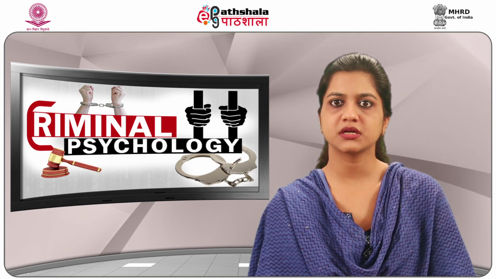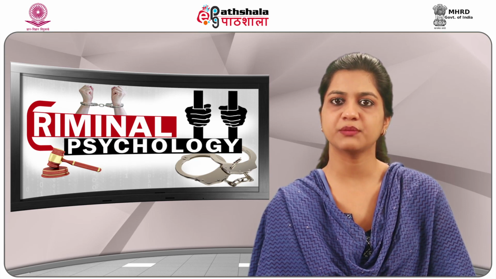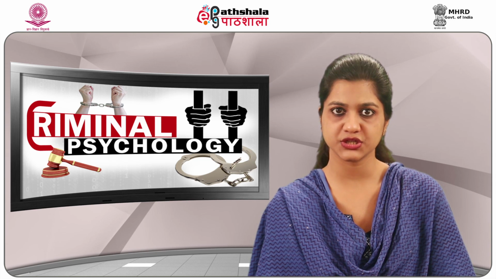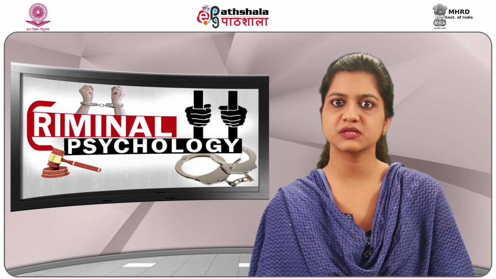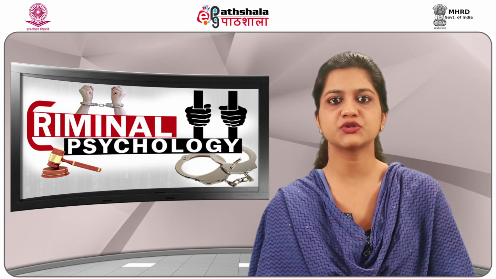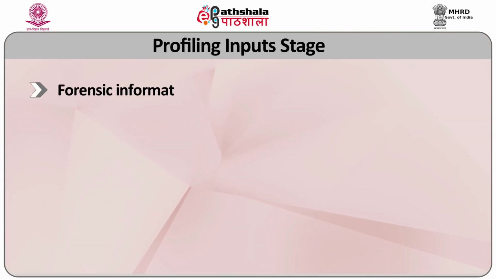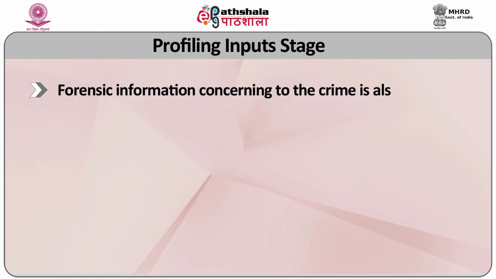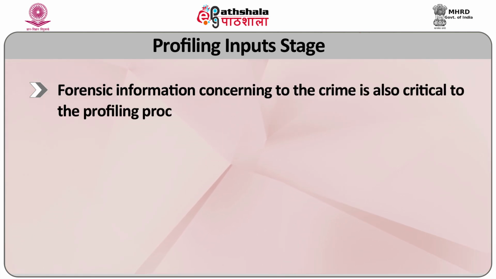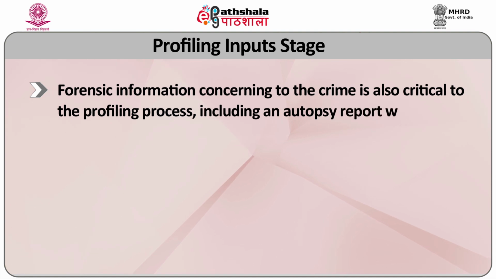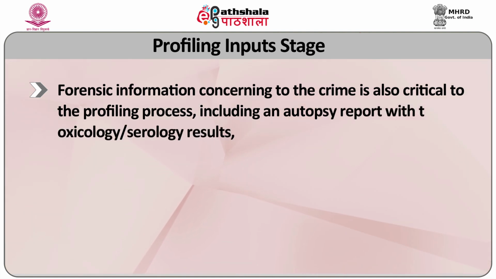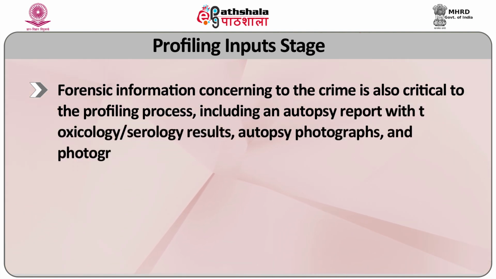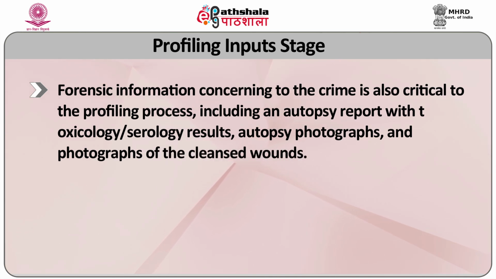Complete background information on the victim is also vital in homicide profiles. The data should cover domestic setting, reputation, hobbies, physical condition, employment, habits, fears, personality, criminal history, family relationships, and social conduct. Forensic information concerning the crime is also critical to the profiling process, including an autopsy report with toxicology, serology results, autopsy photographs, and photographs of the cleaned wounds.